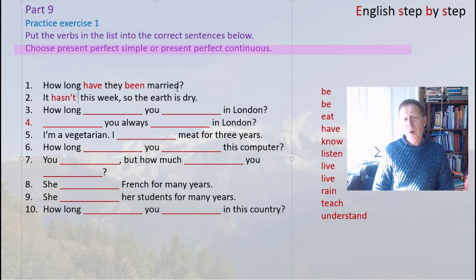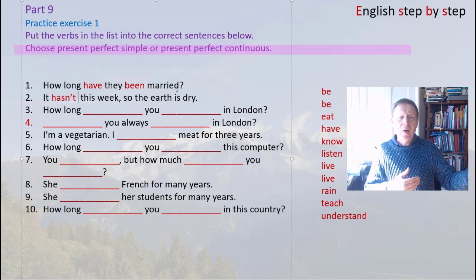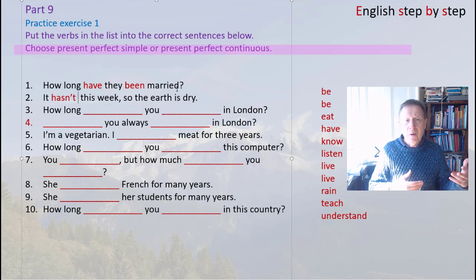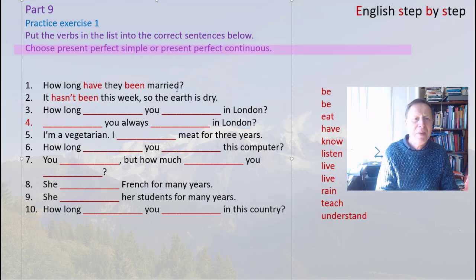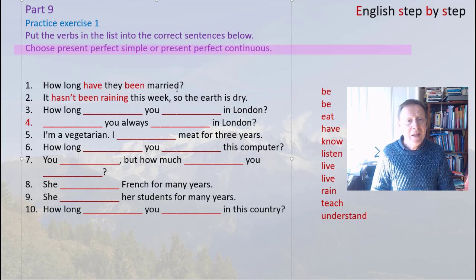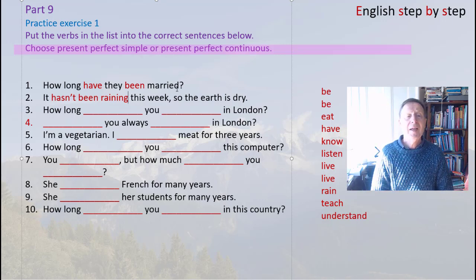Now, both are possible, but if you're talking about this week, then you're talking about something that continued for maybe 5, 6 or 7 days. So it's more natural to use the continuous form. So we'll use the continuous form with been and then raining. It hasn't been raining this week, so the earth is dry. Of course, you could also say it hasn't rained this week, but hasn't been raining sounds better to me.